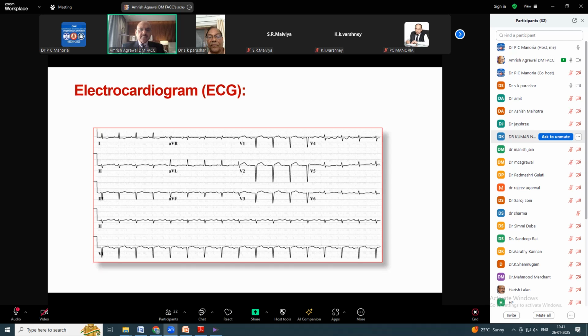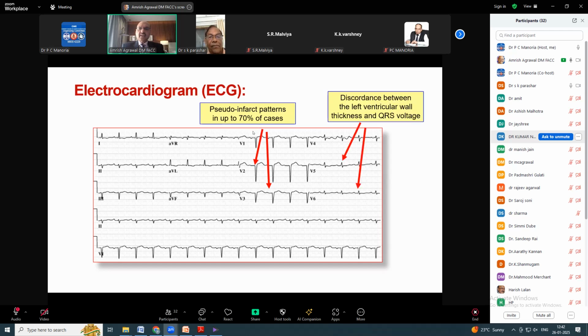So the ECG pattern, this is a typical ECG of a patient with amyloid cardiomyopathy, and you can see there's a pseudo-infarct pattern without left bundle branch block in 70% of cases. In addition, there's a discordance between the left ventricular wall thickening and the QRS voltages. So if you see the echocardiogram, I'm going to show you a thick left ventricle, but in the ECG, the evidence of left ventricular hypertrophy is not very commonly seen.